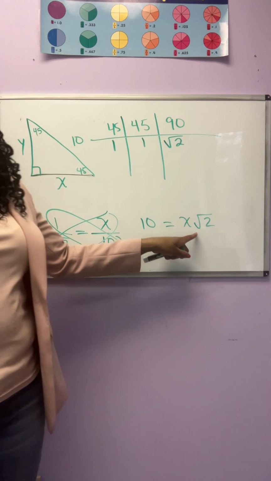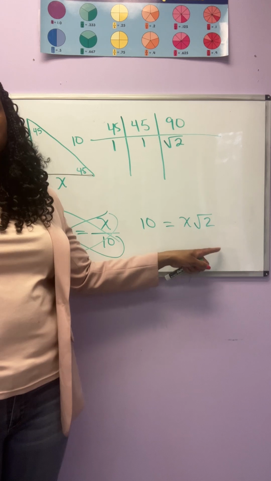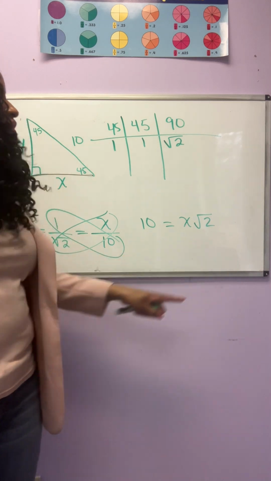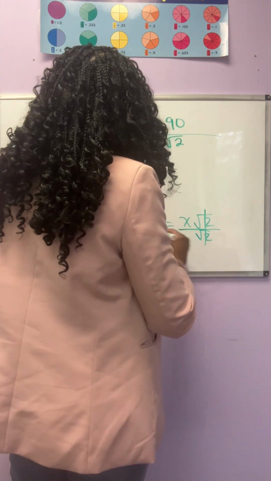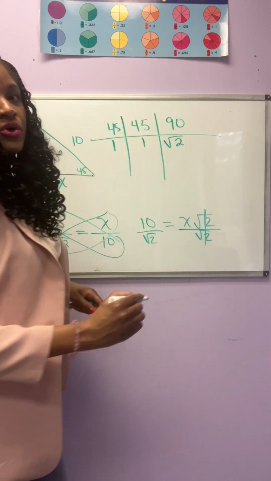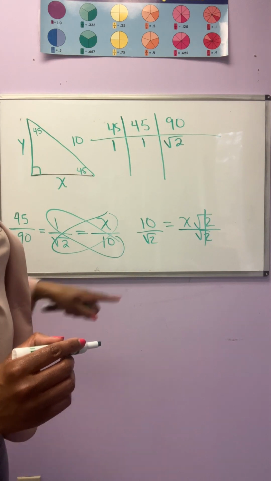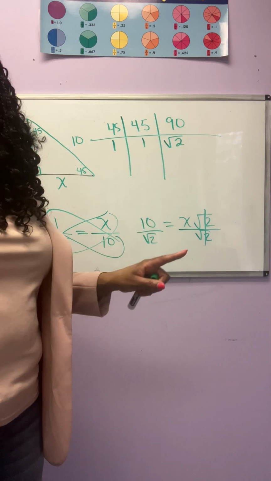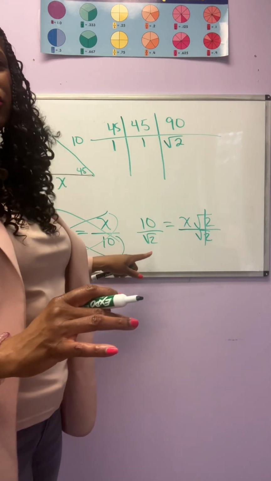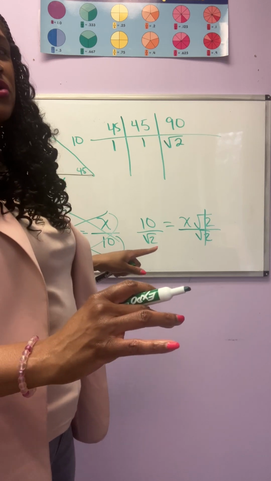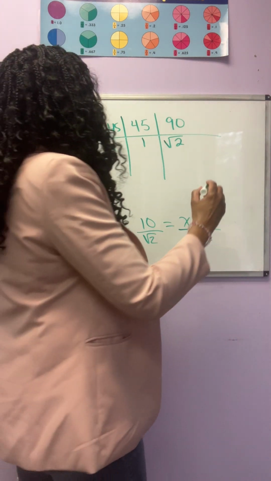We have our variable x that we're solving for that's attached to something. We need to get rid of that. So we want to isolate our x by dividing by the square root of 2. Divide by the square root of 2. So we have 10 over square root of 2. This is technically the answer, but in algebra, you need to rationalize your denominator. You're not allowed to have a square root in your denominator.